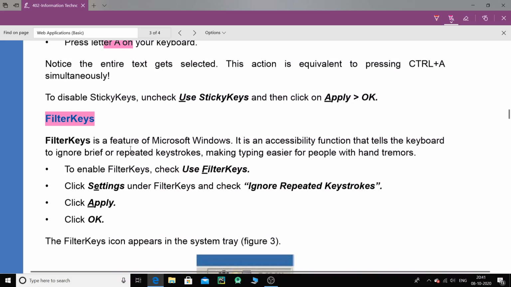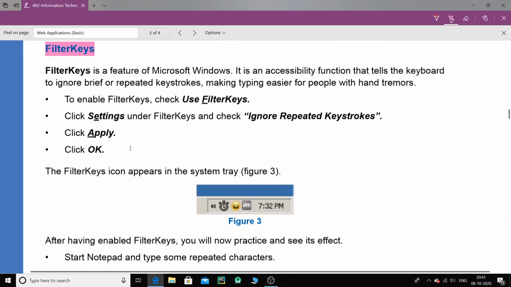Then comes the filter keys. Filter keys is basically used when somebody types the same character n number of times, so it helps you to filter that. Ignoring the repetitive keystrokes is called filter keys. As I said, I'm not going to go through every line because this is a revision tour and I'm supposed to cover this entire chapter.